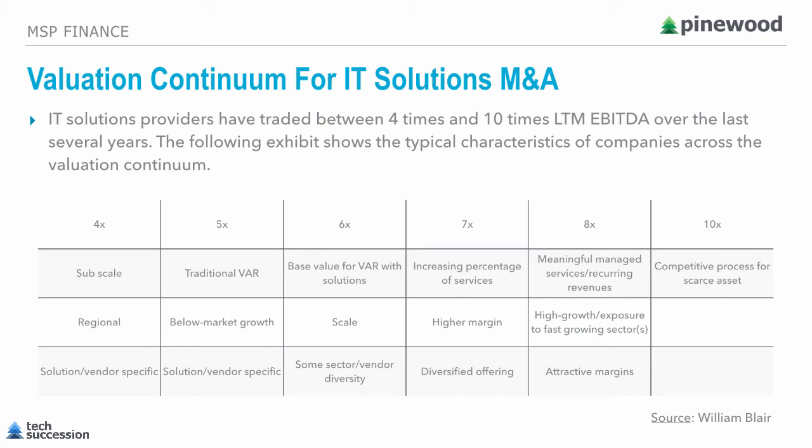And of course, having more recurring revenue, more high margin services, reducing your reliance on hardware sales to drive value. And as you move up to the 8 and even 10 times multiple range, you're looking at a very meaningful managed services recurring revenues business. We're talking 60, 70, 80% recurring revenue. The higher contract value, the better.